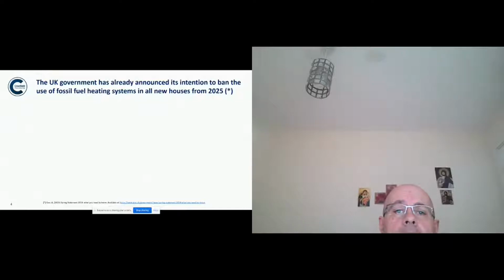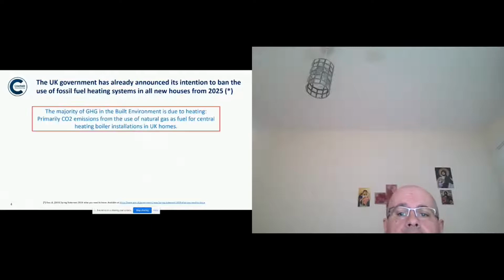So as the intention has been announced to ban the use of fossil fuel heating systems in all new houses from 2025, this presents a critical consideration. Where are those emissions coming from in the built environment? Most of them come from CO2 emissions from the use of natural gas, which is being used as a fuel in central heating boiler installations in UK homes.